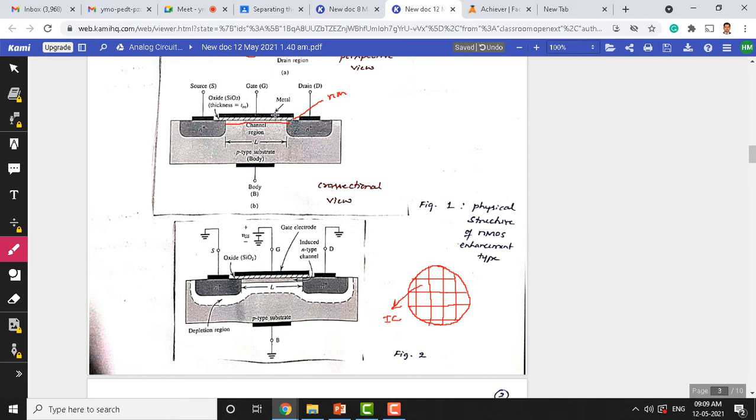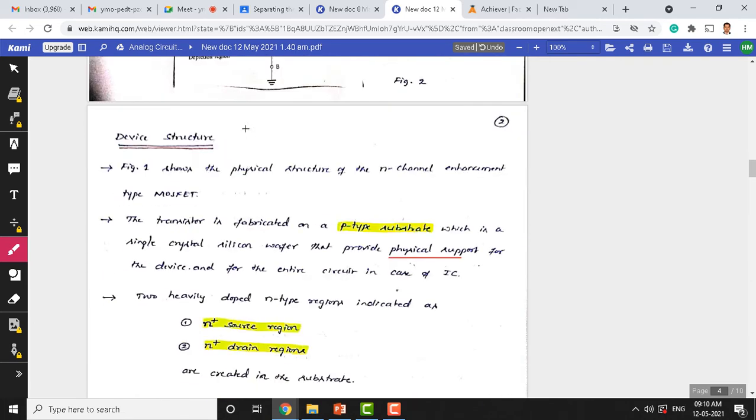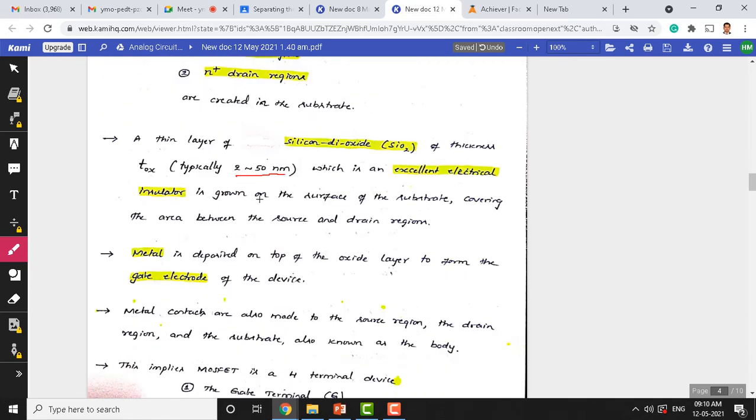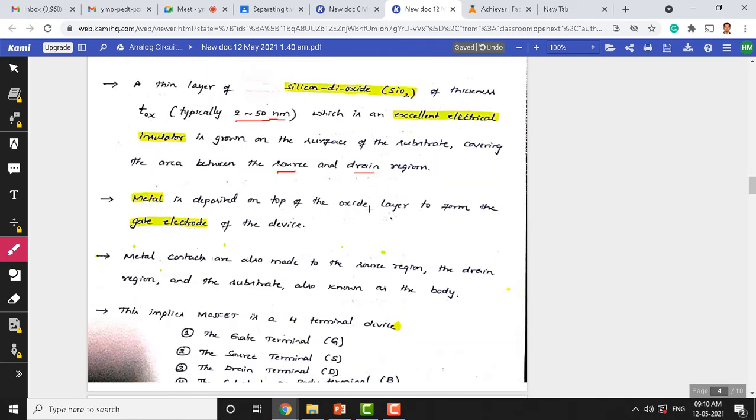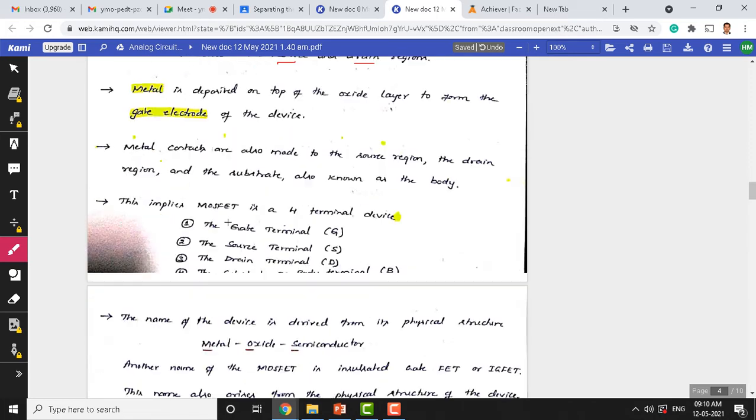The reason we make this thin is that we will have very good control of charge carriers in the channel region. So to have good control here, we make this layer very thin. It is grown on the surface of the substrate, covering both source and drain regions. So we deposit silicon dioxide such that the source and drain regions are covered. And next, on top of that, a metal is deposited on top of the oxide layer to form the gate electrode, as we have seen already in the physical structure.